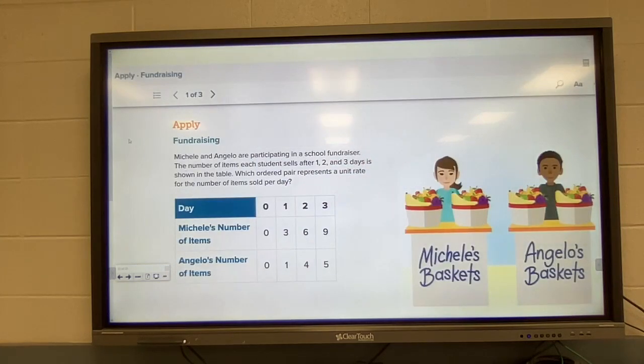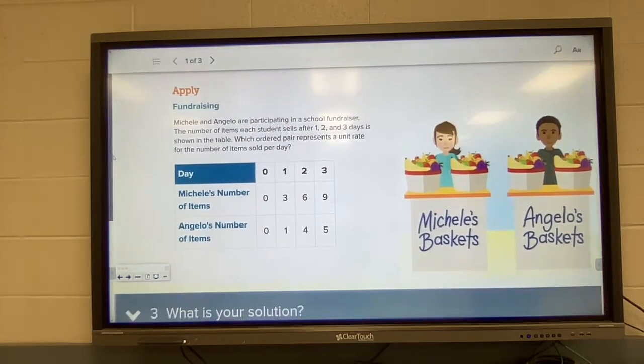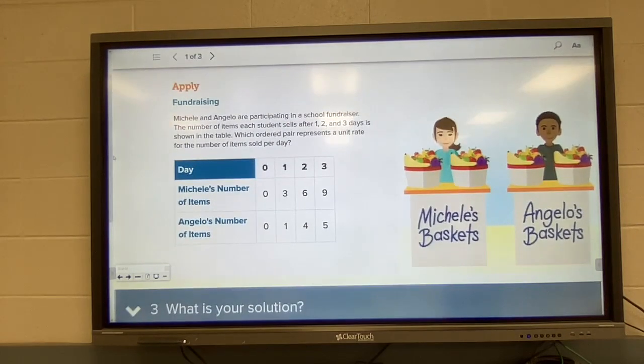And here's one, a last thing. Let's look at this one. So, Michelle and Angelo are participating in a school fundraiser. The number of items each student sells after 1, 2, and 3 days is shown in the table. Which ordered pair represents a unit rate for the number of items sold per day?